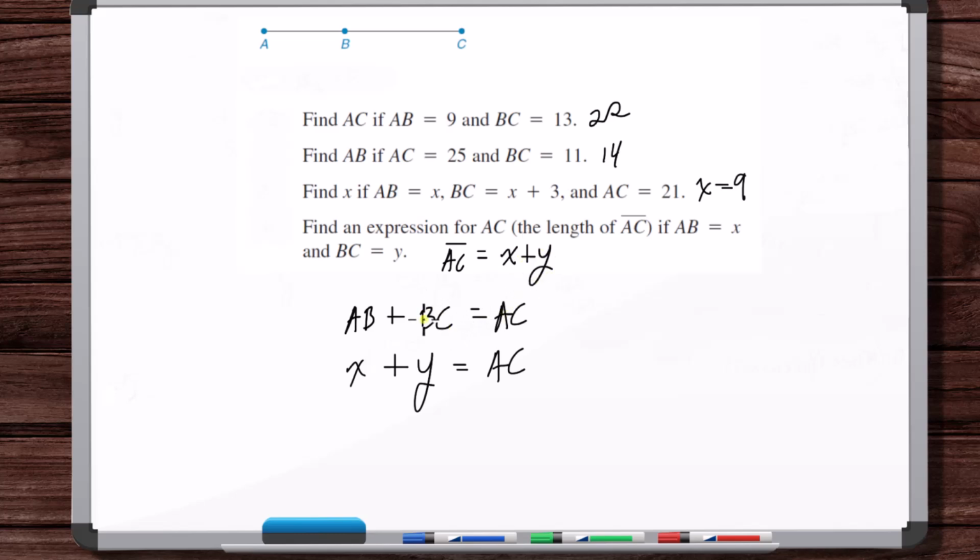Is that what they wanted? Well, not line segment AC. The length of AC is equal to X plus Y. Yeah, that's it.